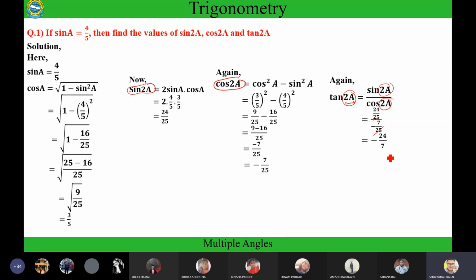I hope all of you have copied it. So therefore sin 2a is equals to 24 by 25, cos 2a is equals to minus 7 by 25, and tan 2a is equals to minus 24 by 7. Okay, so this is our solution for the very first question.